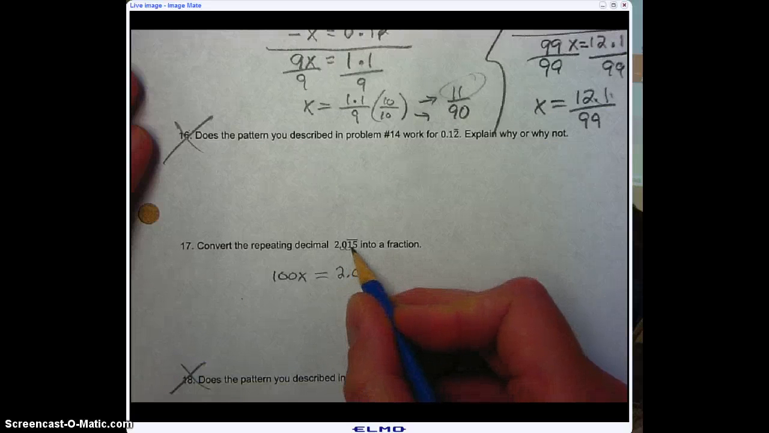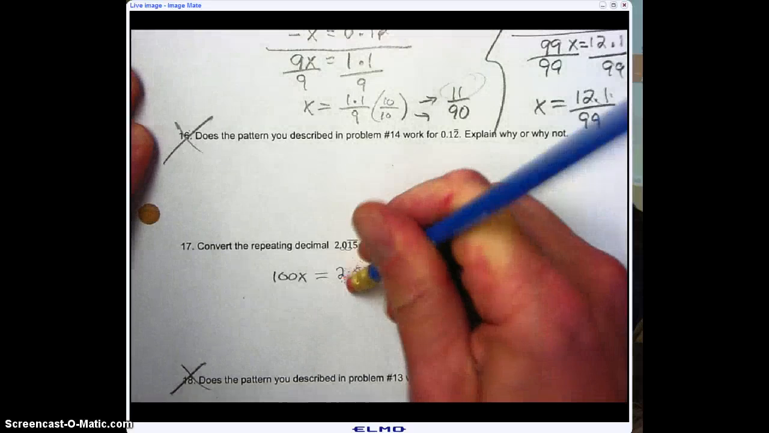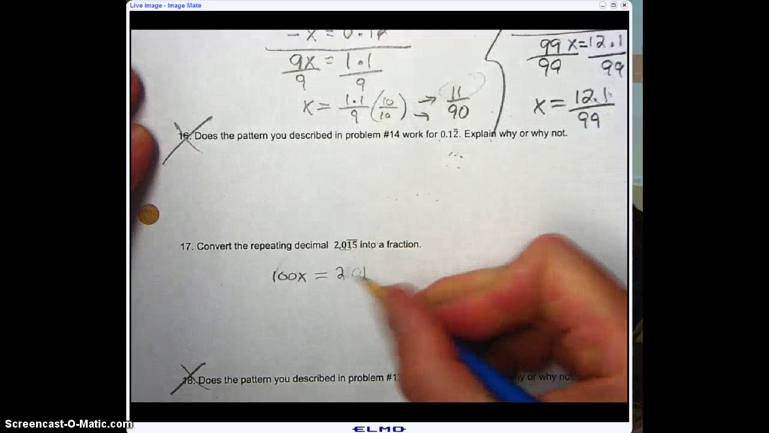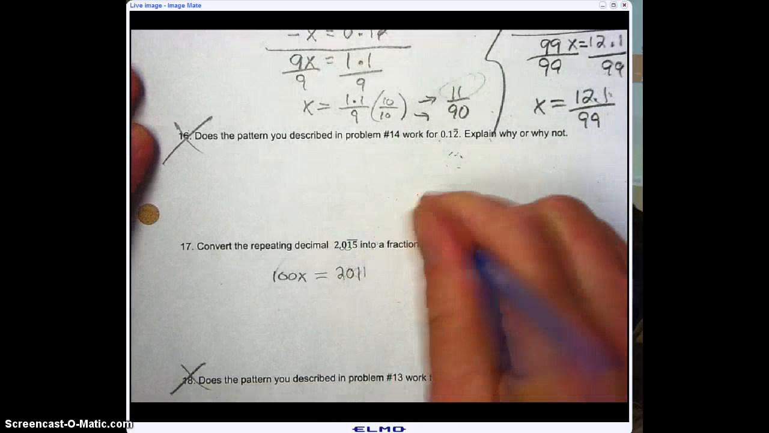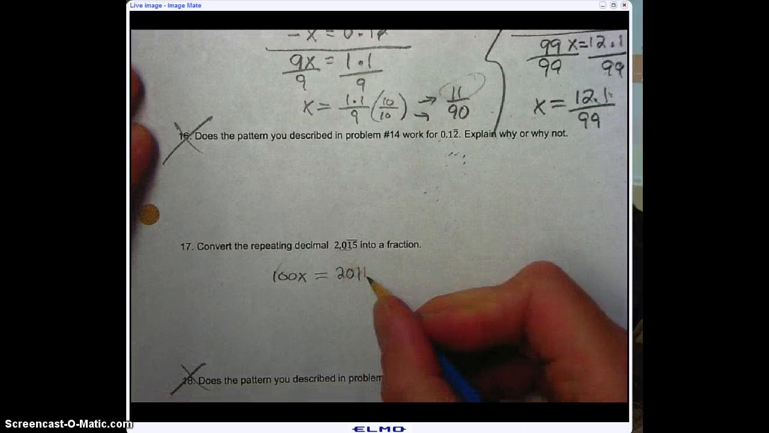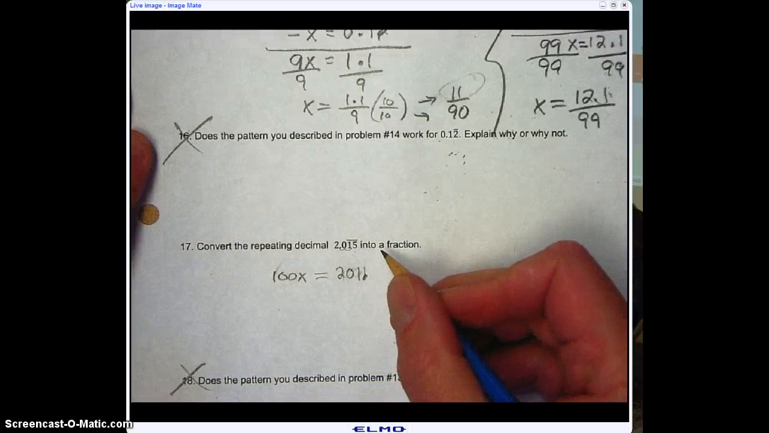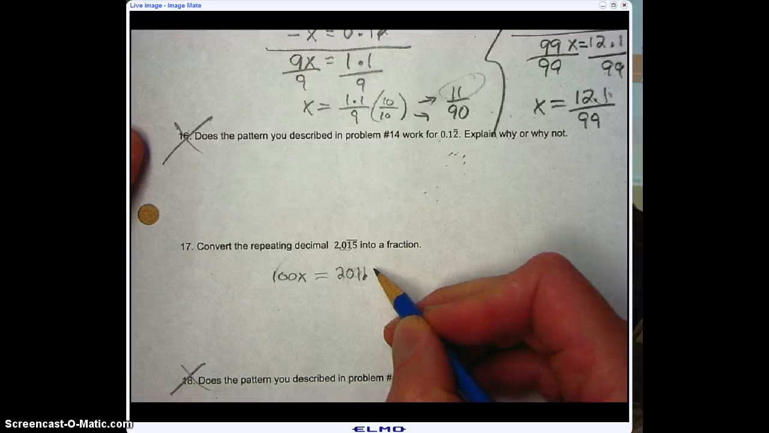2.01, and then here 201, sorry, 201, point what? What is going to be next? What is the digit? And I see that my time is running out.